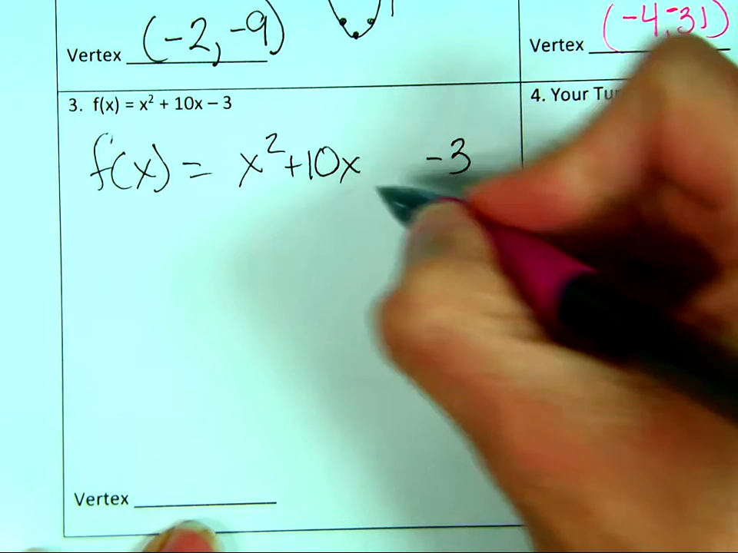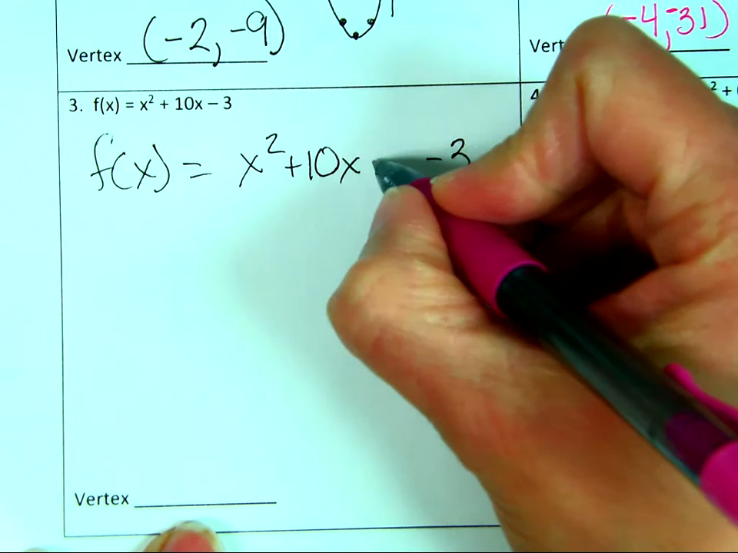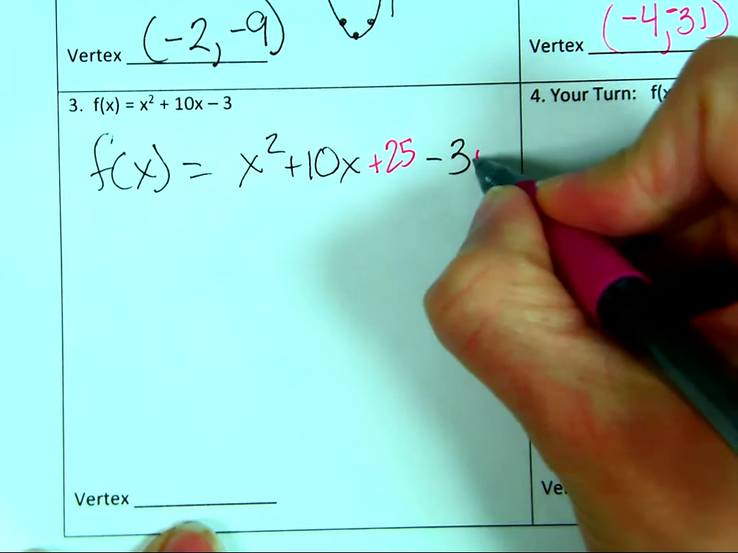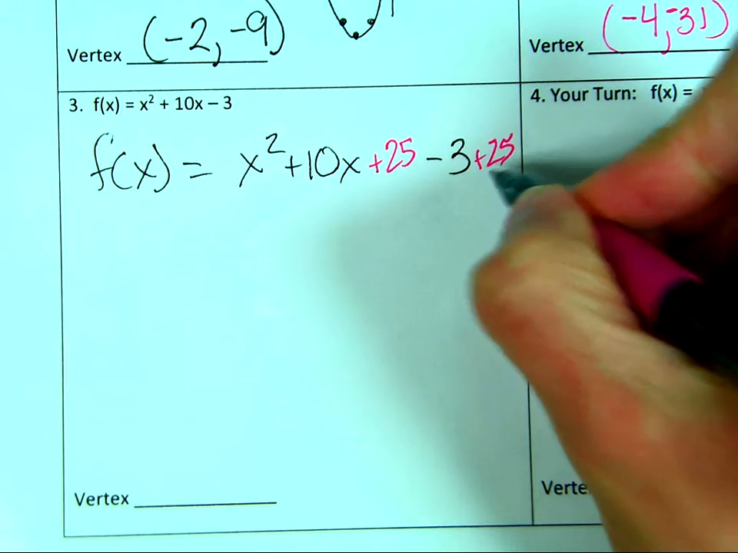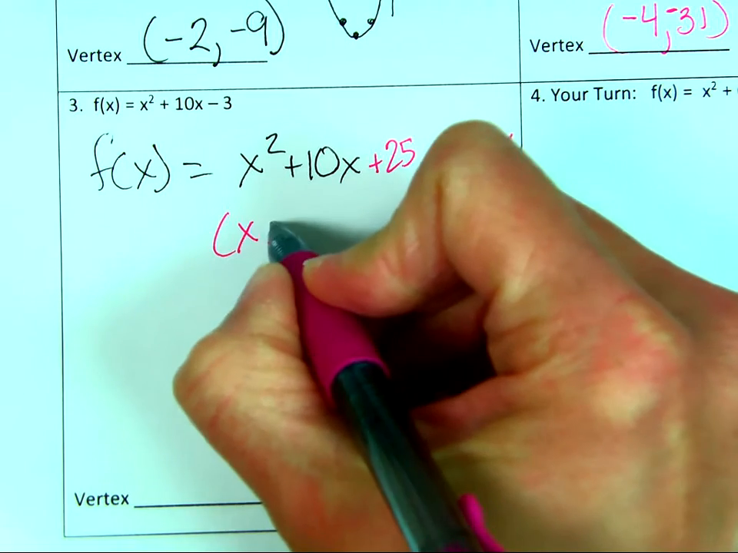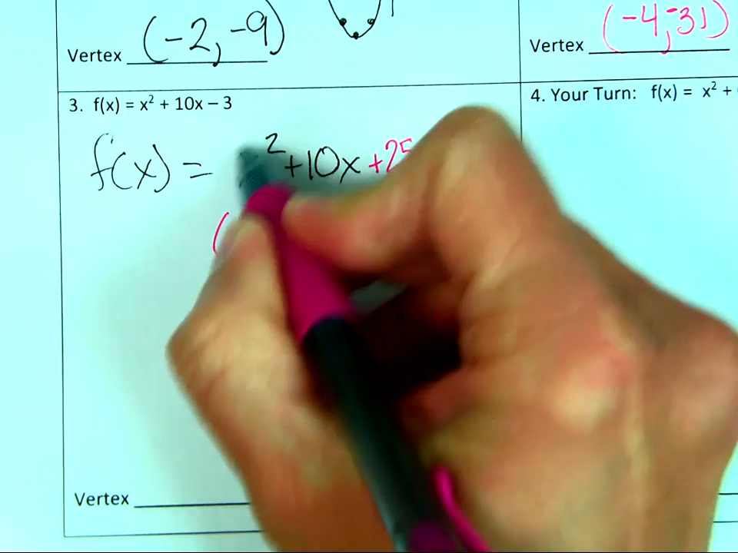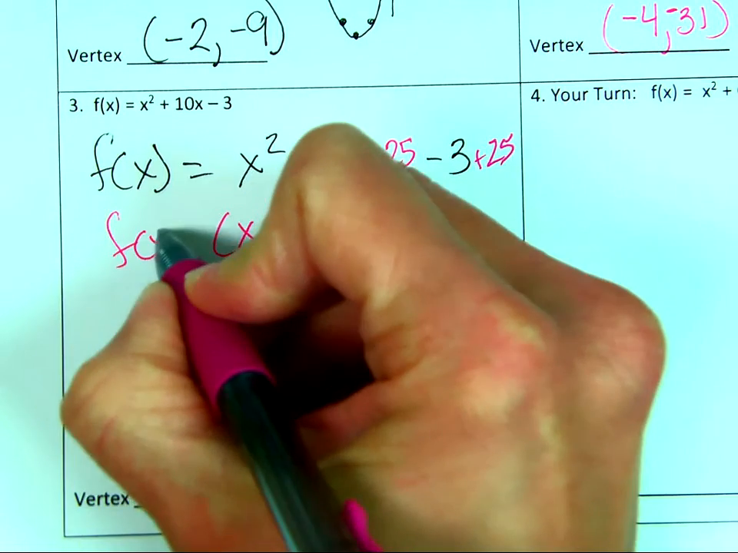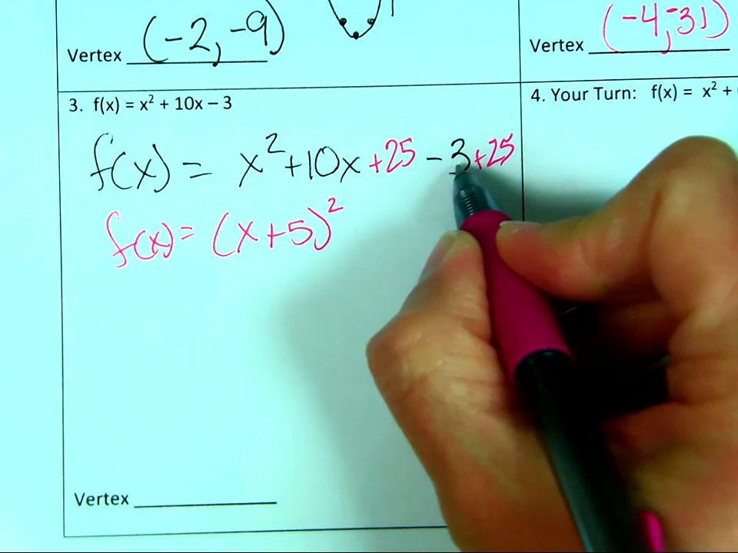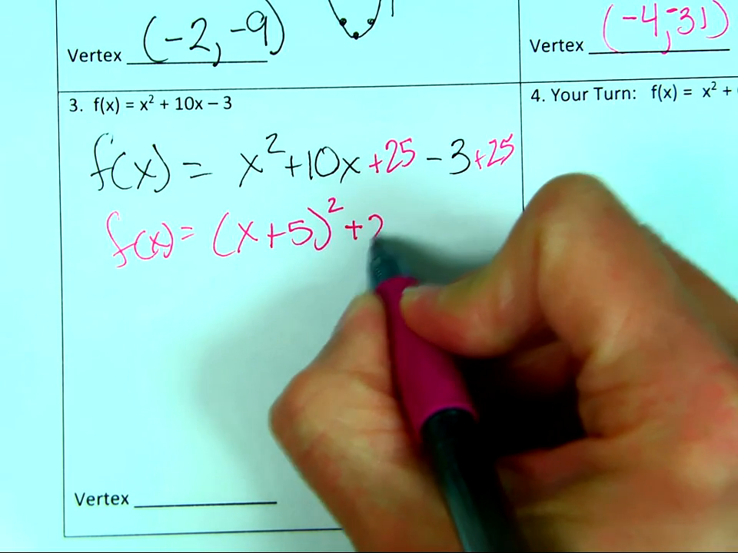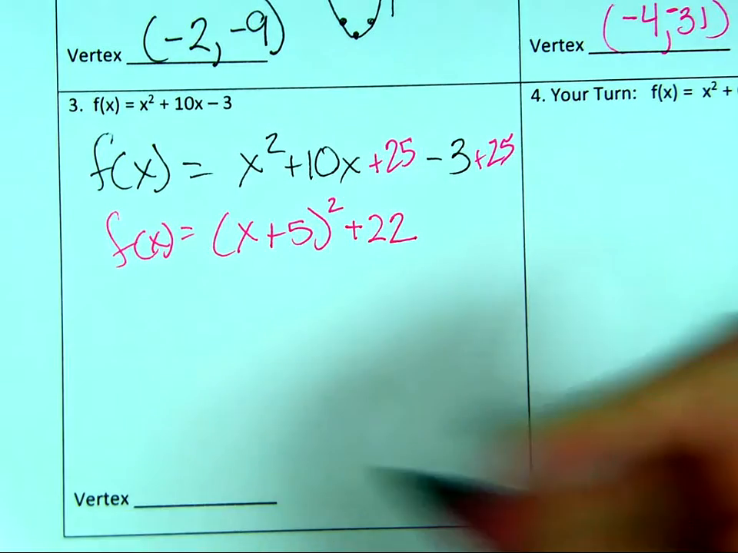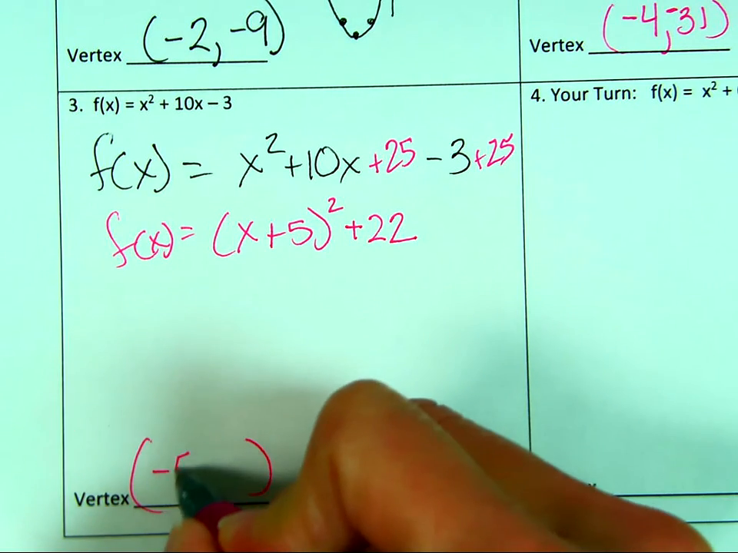So we moved it a little bit. We're going to take half of 10, which is 5. We're going to square it, which is 25, and we're going to add it to both sides. And that is when we get x plus 5 squared, because we factor this. f of x equals, and then 25 minus 3 is 22. So our vertex is negative 5, 22.